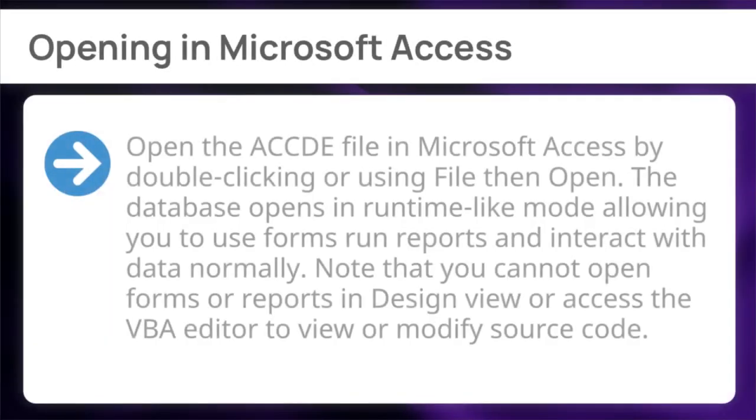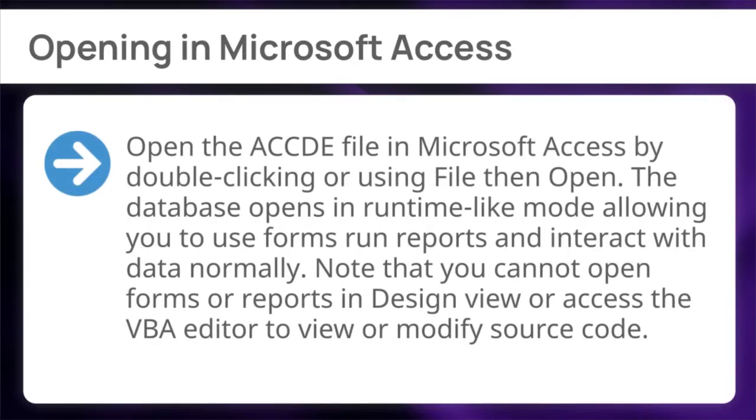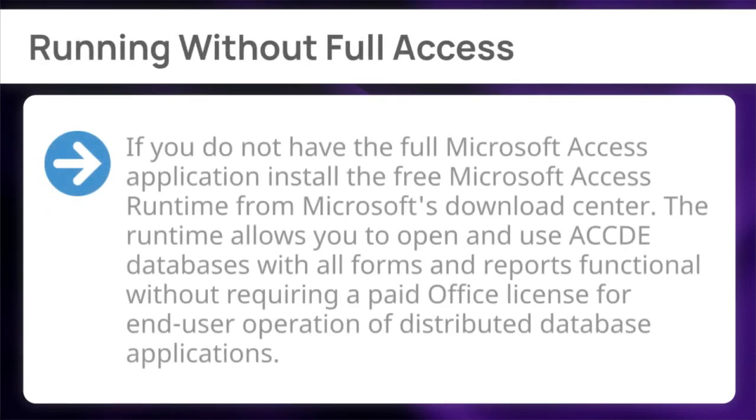First, opening in Microsoft Access. Open the ACCDE file in Microsoft Access by double-clicking or using File, then Open. The database opens in runtime-like mode, allowing you to use forms, run reports, and interact with data normally. Note that you cannot open forms or reports in Design View or access the VBA editor to view or modify source code.